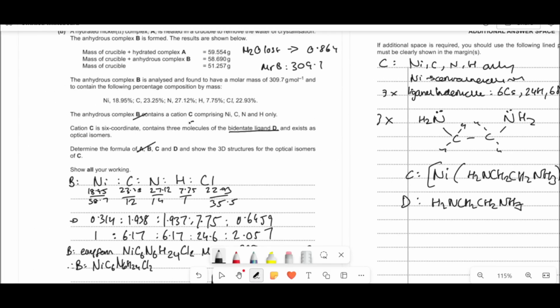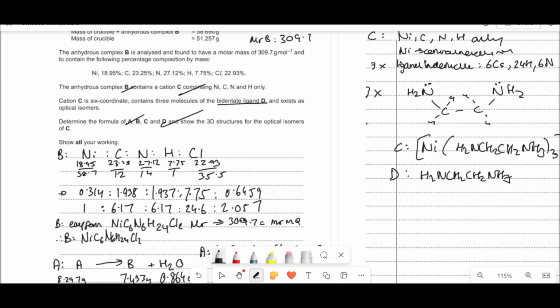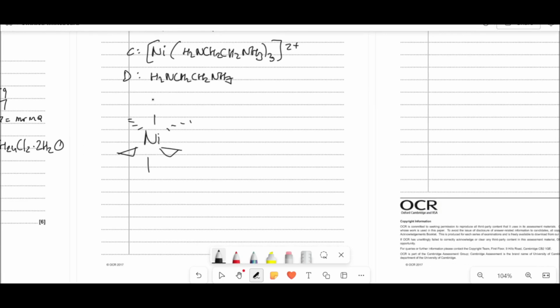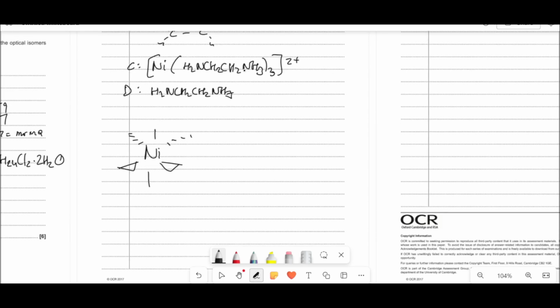So now we figured out what C is, we know what D is, and now it says to draw the 3D structures of the optical isomers of C. All you do is you start by drawing the metal ion in the middle, and draw your wedges and your bits and your bobs out, right, like this. And then you can add them in, and then add the lone pairs. So all the lone pairs, remember, on these ends in here. So NH2 like this, NH2, NH2, NH2, NH2, NH2. And then you just draw the carbons. I'm going to draw it skeletally, just like that, for the sake of time.